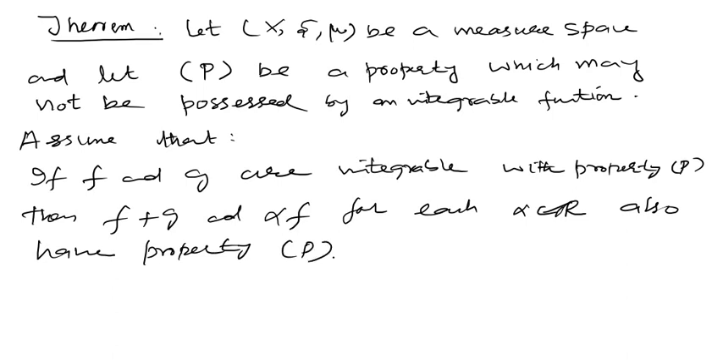Okay, do you understand this? This is our assumption: if f and g are integrable with the property P, then f plus g and alpha f also have that property P. Okay, this is the condition. This is the first property. Now what's the second property?